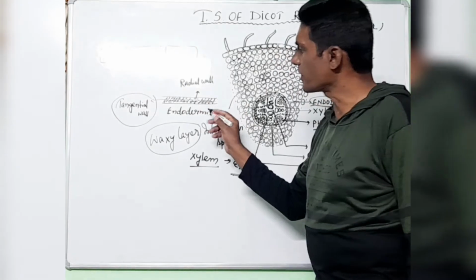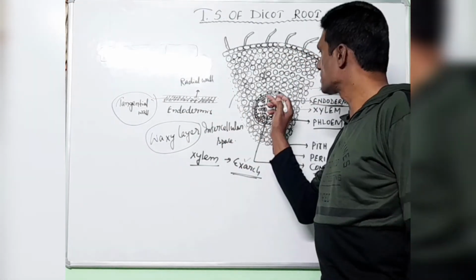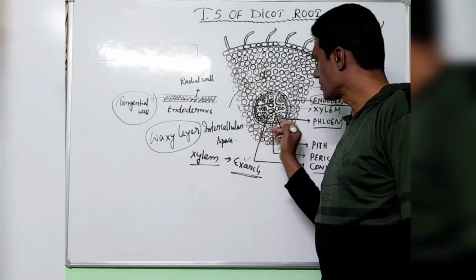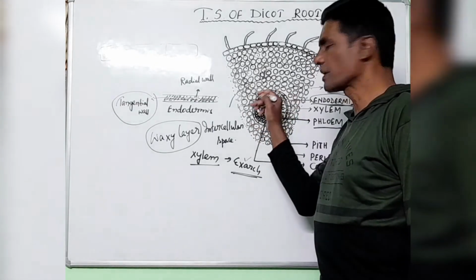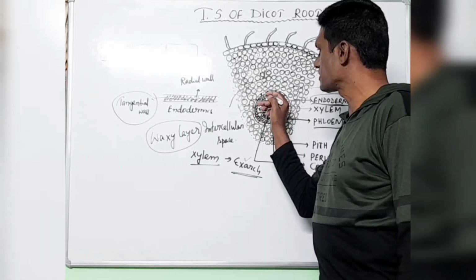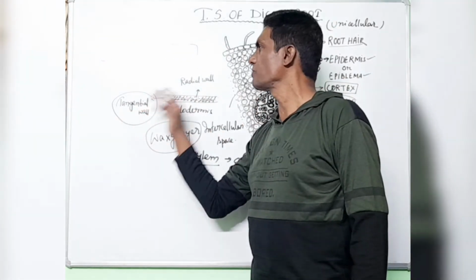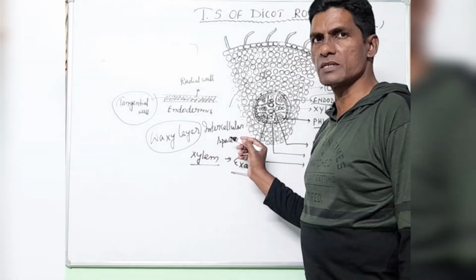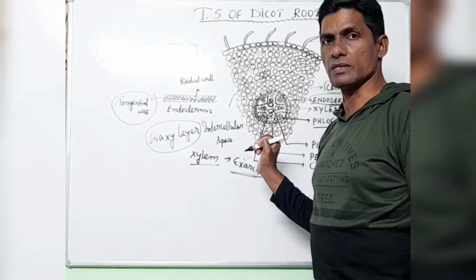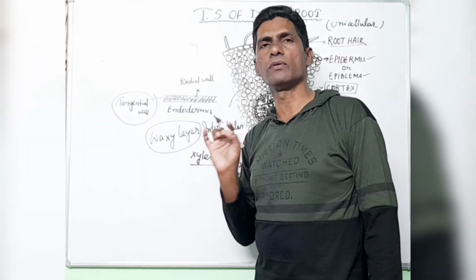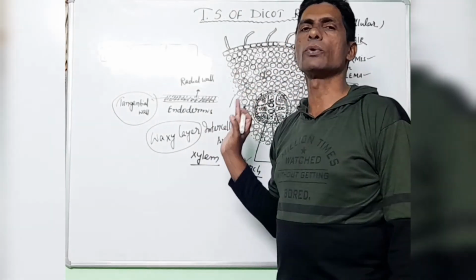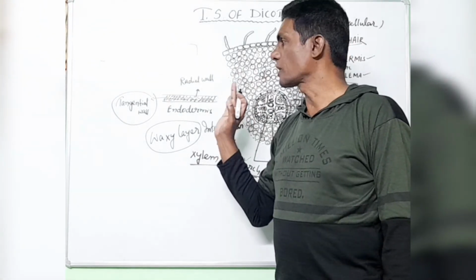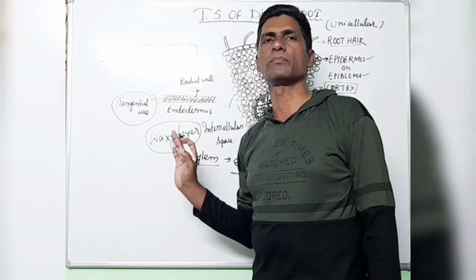Now I can find the endodermis here. This is the endodermis, the outermost layer of the vascular bundle. You can see that the endodermis consists of tangential wall and radial wall, and it has the casparian strip. A unique feature is that the casparian strip is found only in the dicot root and monocot root. So casparian strips are absent in stem.